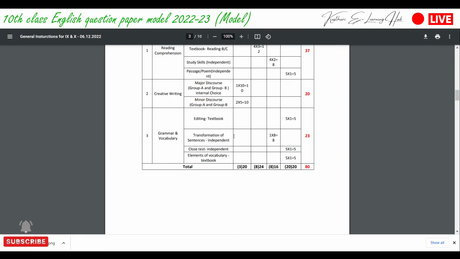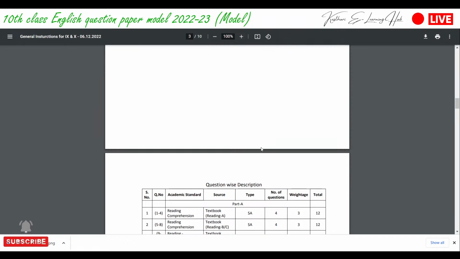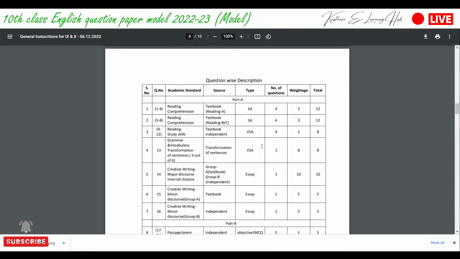And transformation of sentences, this is similar to rewrite as directed. Independent means the content is taken out of the text. That's why it's given independent. Then the cloze test also is objective type. Grammar, prepositions, conjunctions and all that. That's also objective type. And elements of vocabulary from the textbook, that is whatever we have learned so far from 6th standard. That is what is going to be given.